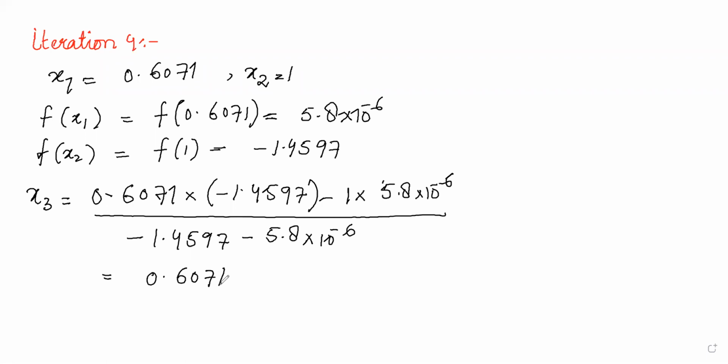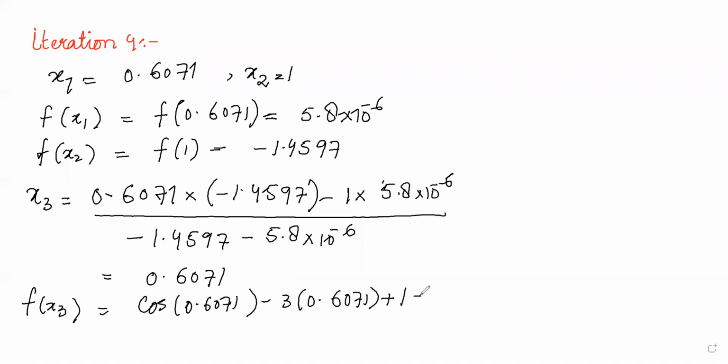That comes out equal to 0.6071. Fine. This is the value of our x3. Now find the value of f of x3. The value of f of x3 is cos of 0.6071 minus 3 into 0.6071 plus 1. That's equal to 5.88 into 10 raised to power minus 6.